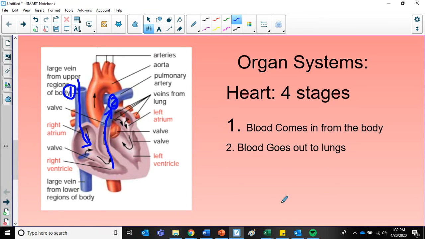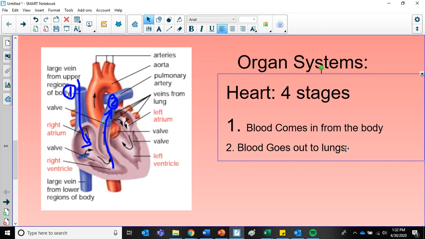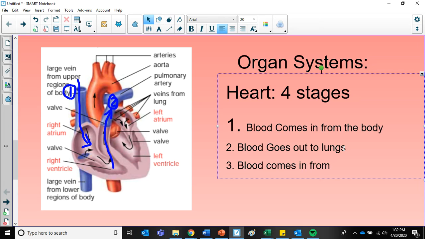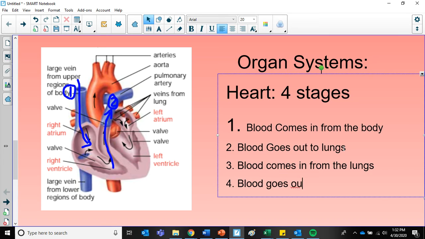Okay. Step 3, this is where it comes back from the lungs. Blood comes in from the lungs now, full of oxygen, and it will show it as red. And then the fourth stage, blood goes out to the body. And then it just repeats. And after it goes out to the body, blood comes back in from the body because we're trying to circulate oxygen and food to our entire body.